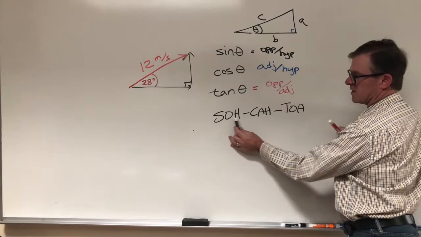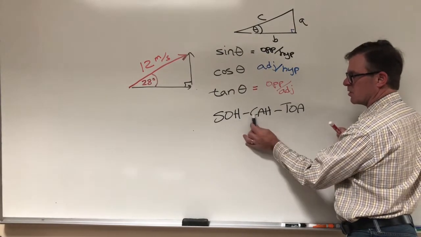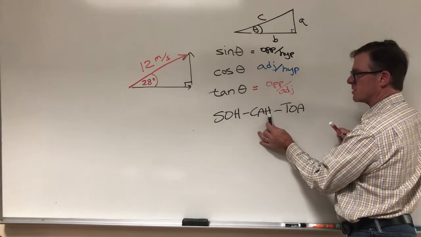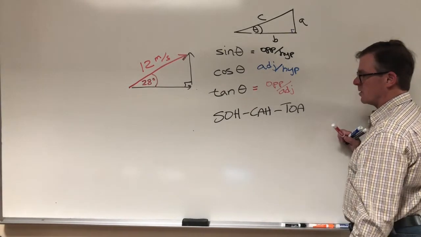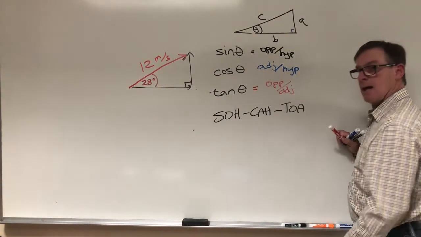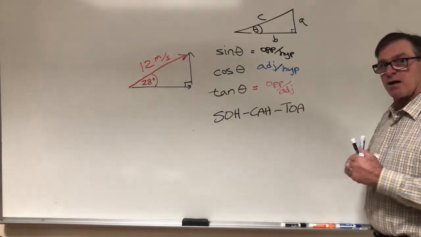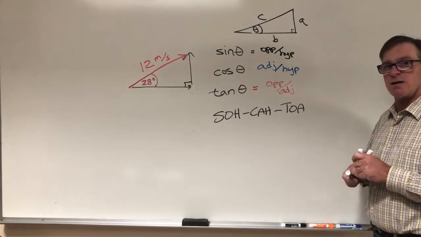Sine, opposite over hypotenuse. Cosine, adjacent over hypotenuse. And tangent, opposite over adjacent. And that's just a little review of right triangle trigonometry with the functions sine, cosine, and tangent.